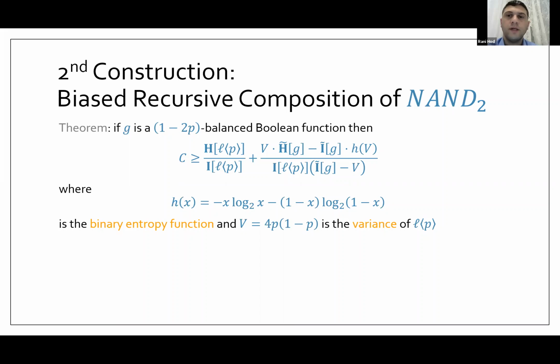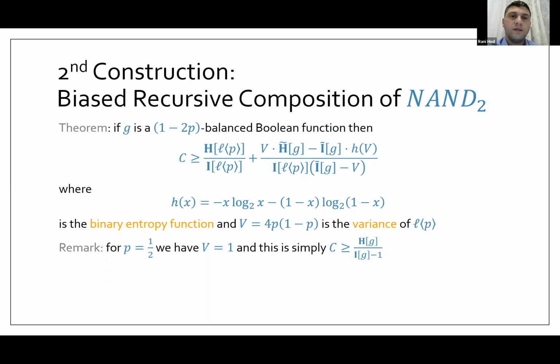If we took P equals 1/2, that means zero bias, meaning the regular balanced case, then mysteriously everything disappears and we just get this H over I minus 1. We'd get that the variance is 1 and all the other parts would disappear. But here we have a slightly more complicated version.